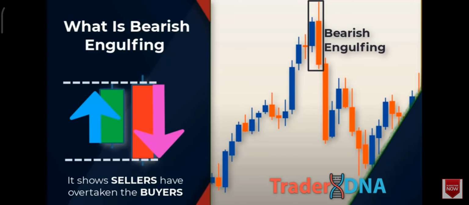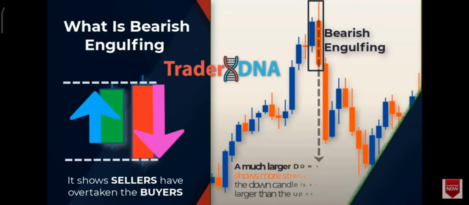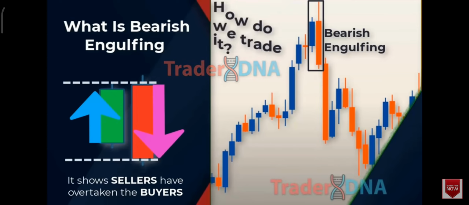The pattern has greater reliability when the open price of the engulfing candle is well above the close of the first candle and when the close of the engulfing candle is well below the open of the first candle. A much larger down candle shows more strength than if the down candle is only slightly larger than the up candle. How do we trade it?